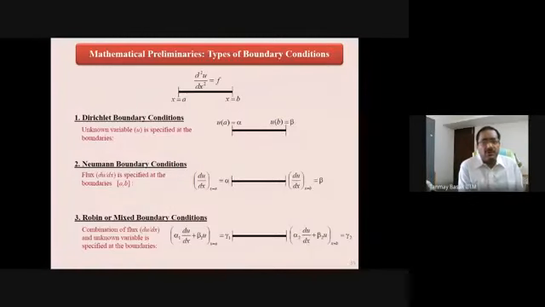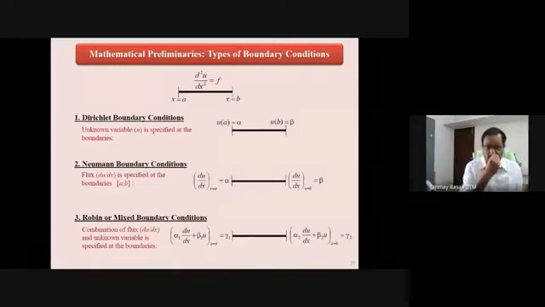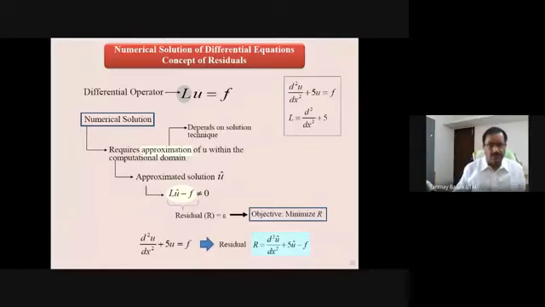So we'll talk about Dirichlet boundary condition, where the function values at the 2 points are constant, alpha and beta. Neumann boundary condition, where derivatives are specified, and Robin or mixed boundary conditions, where both the derivative and function value are specified. So these are the boundary conditions one can expect for the implementation.